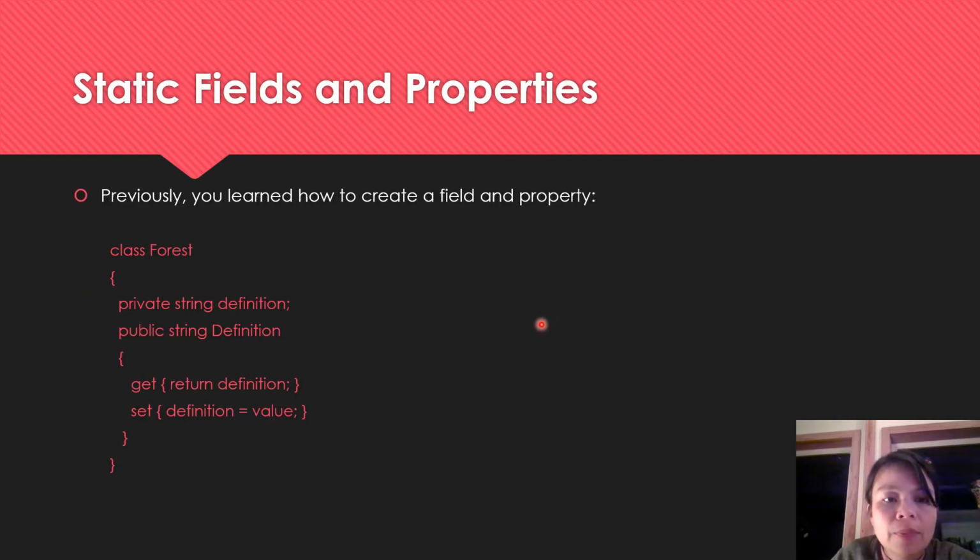Okay, so previously you learned how to create a field and a property, right? So here we have a field, and here we have a property. The field is normally private, right? And it's all lowercase. The property is usually public and has an uppercase first letter. And it has the get and the set.